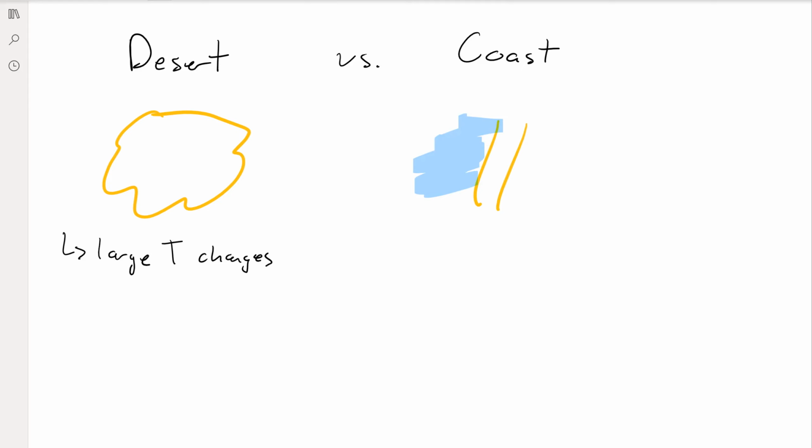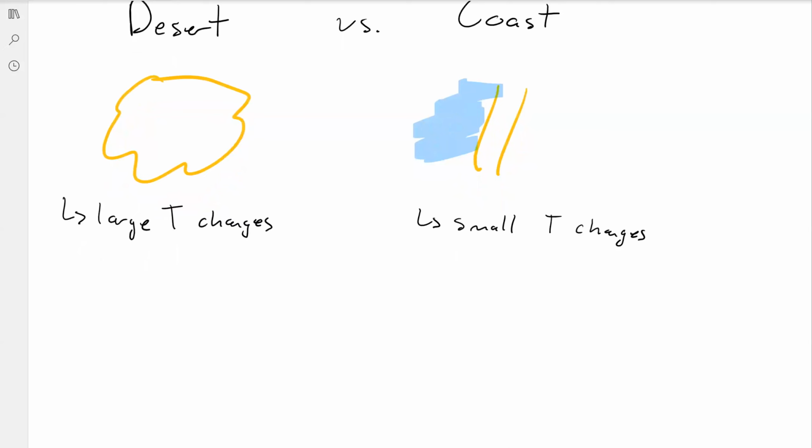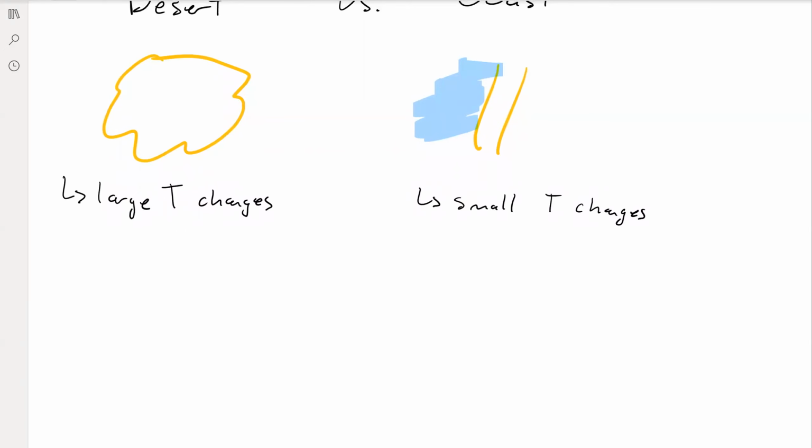It gets very hot during the day, and at night, it can get really, really cold. Whereas the coast usually has small temperature changes. The difference between the hottest part of the day and the coolest part of the day actually isn't that significant. So, for example, we live around Joshua Tree, which is pretty much a desert.